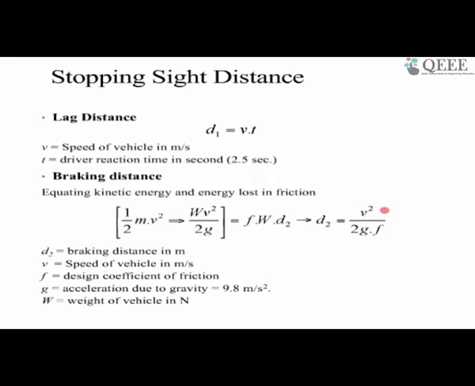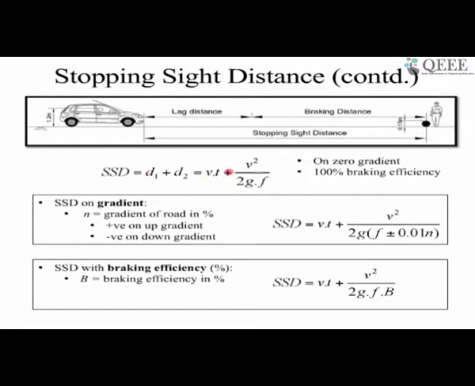So the total distance is this plus this. You have to just balance the units. In this case, v could be in meter per second, d is in meter, and the design coefficient of friction, as I told you, is 0.35 to 0.4. It depends on the climatic condition. You can choose one. Gravitational acceleration is 9.8 meter per second squared, and so forth. Weight of the vehicle in Newton you can consider, but ultimately you don't need the weight. So overall, d1 plus d2 is what you are getting. Now the situation can come where your roadway is on a gradient.